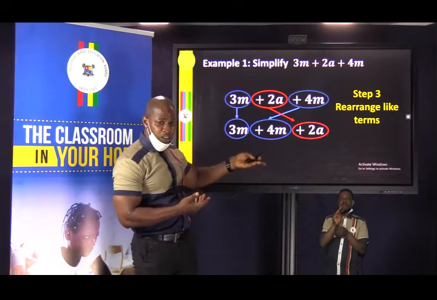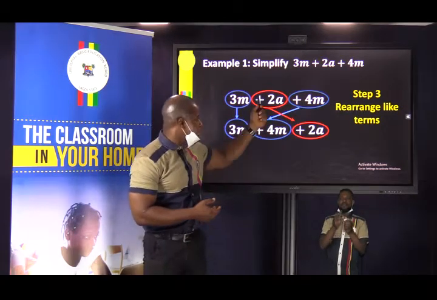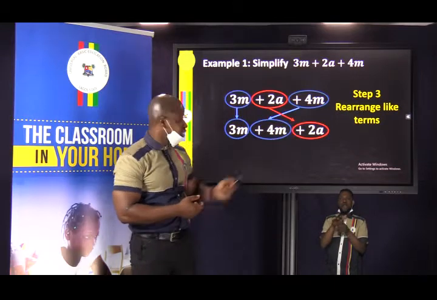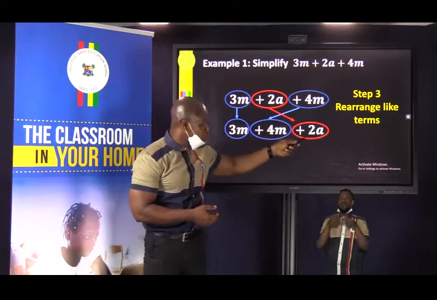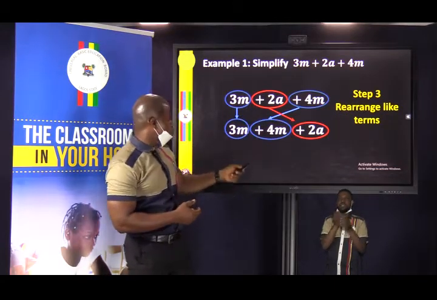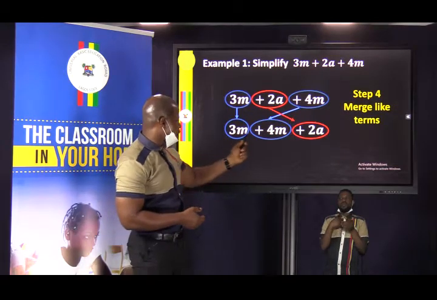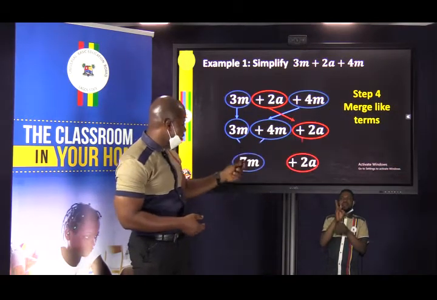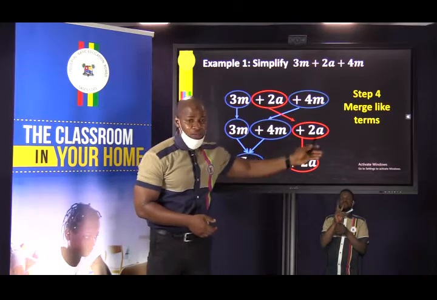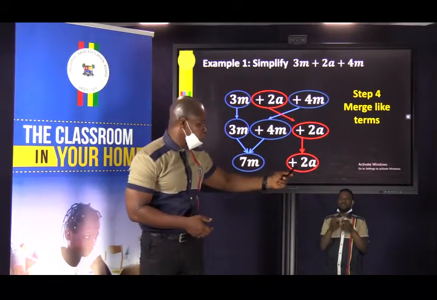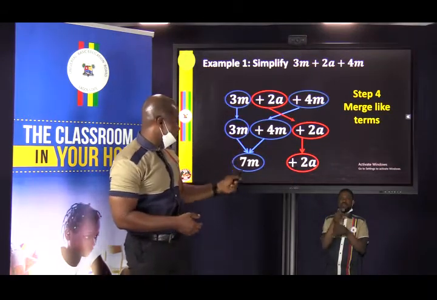That's like 3 mangoes plus 5 mangoes. Then 2a occupies the third space, and that has to go with the sign which is plus 2a. Now it's easier for us to measure like terms. 3m plus 4m gives us 7m here, and then this 2a, I have nothing to merge it with, so I just bring it down, plus 2a.